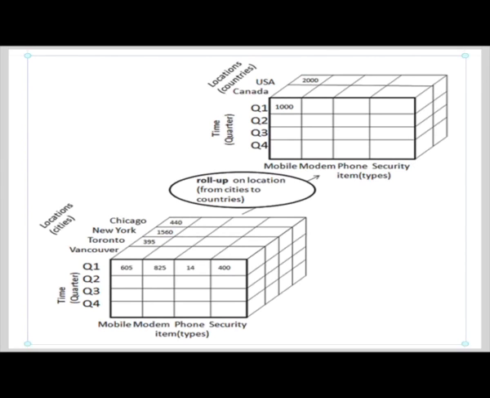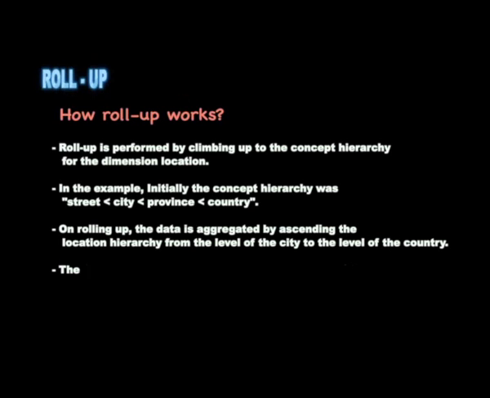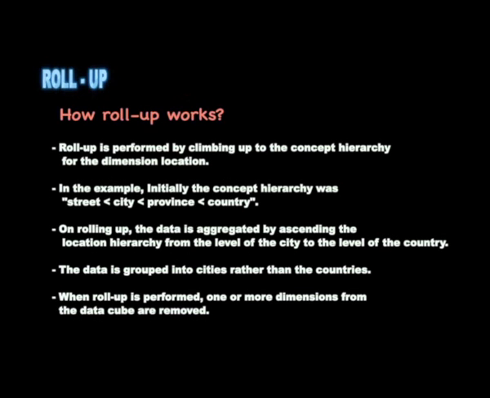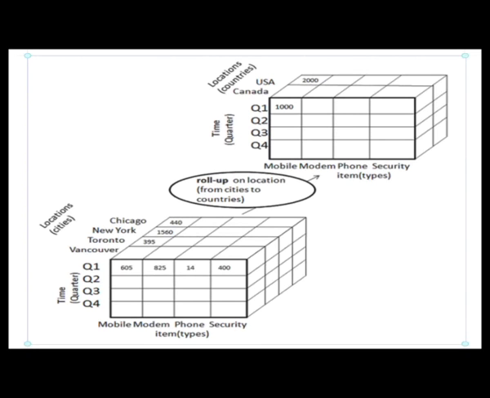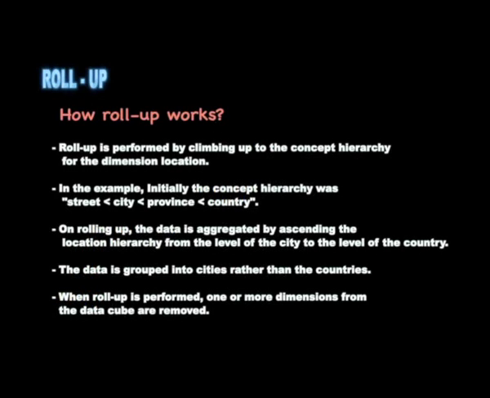The diagram illustrates how roll up works. Roll up is performed by climbing up the concept hierarchy for the dimension location. In the example given in the diagram, initially the concept hierarchy is street, followed by city, followed by province, followed by country. On rolling up, the data is aggregated by ascending the location hierarchy from the level of the city to the level of the country. The data is grouped into countries rather than cities. When roll up is performed, one or more dimensions from the data cube are removed.